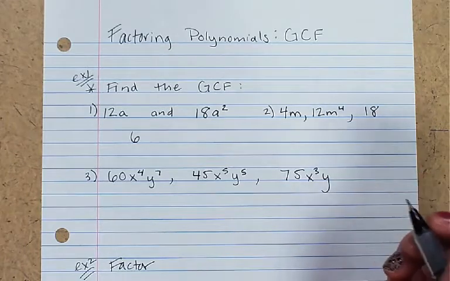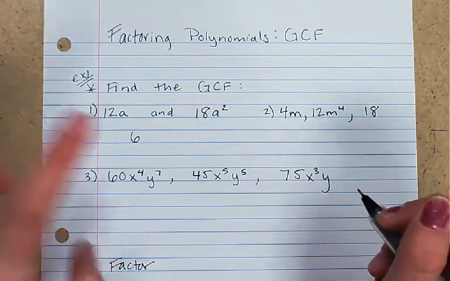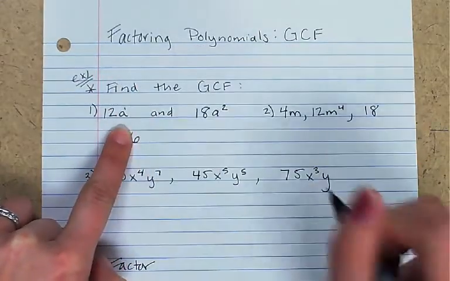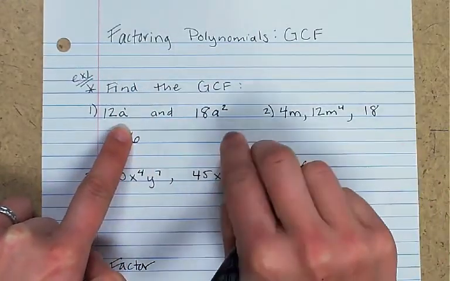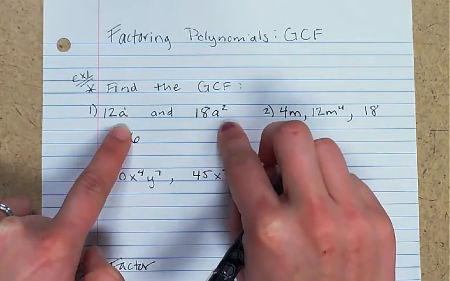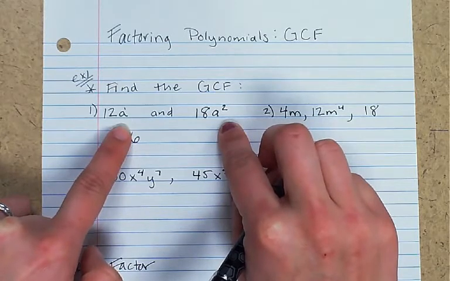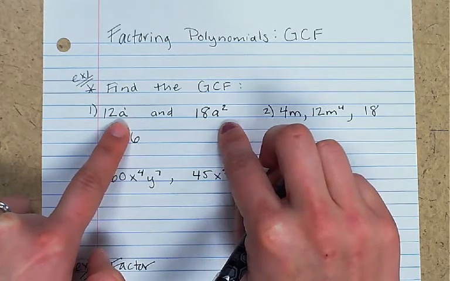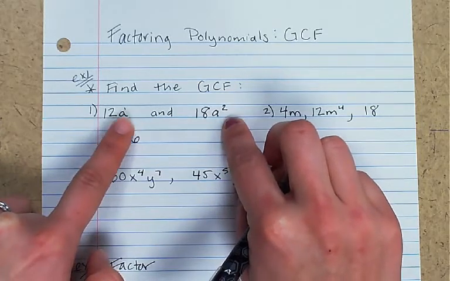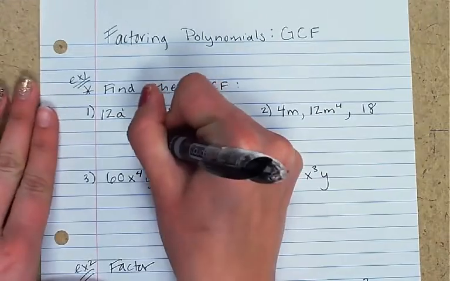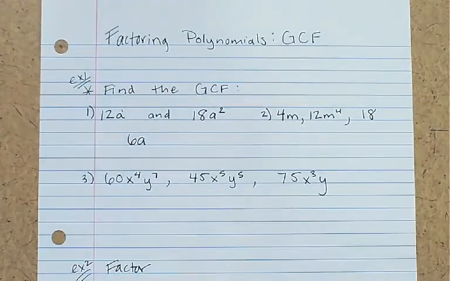After you decide the number, then you look at the letters, or the variables. This one is a to the first power. Remember, we don't write that 1 there. And then this one is a squared. So you can only take out the least amount. Since this one only has one a, that's all we can take out. We can't take out a squared because this one only has 1. It doesn't have 2 to give. So I would take out 6a for those two. That would be the greatest common factor.